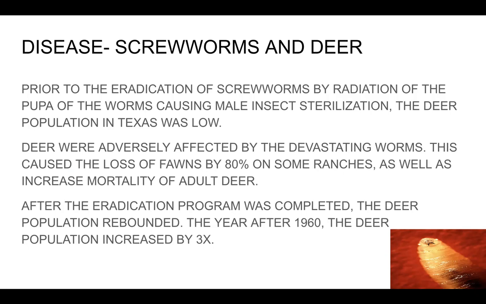Now, this worm is devastating. It caused the death of fawns by 80% on some ranches, as well as mortality on deer. And after the eradication program was completed, the deer population rebounded. In the year after 1960, the deer population increased by three times. This screw worm is just horrendous.